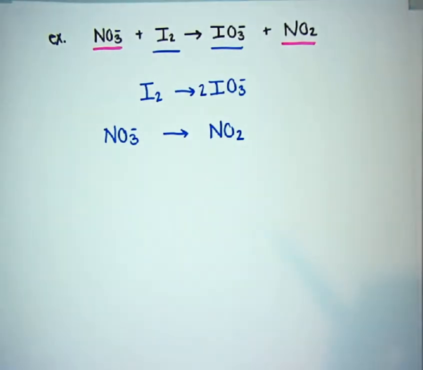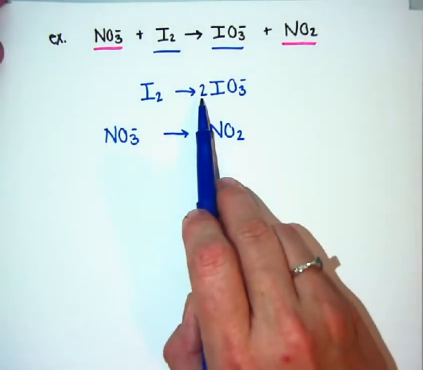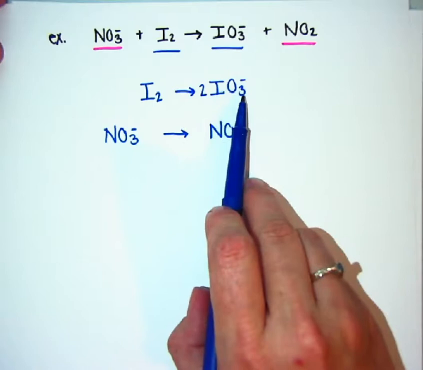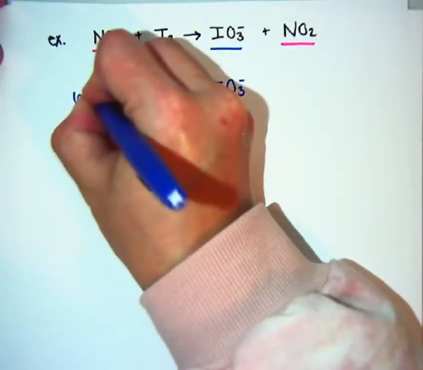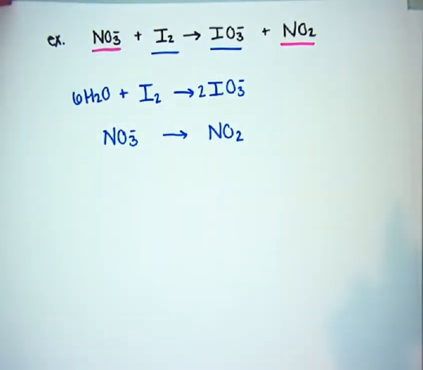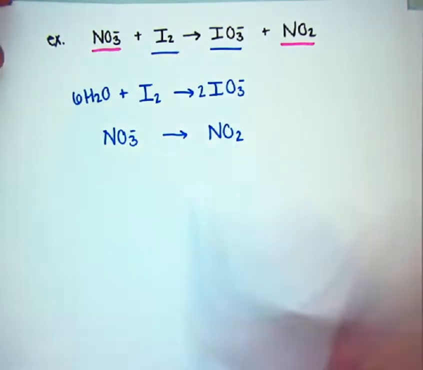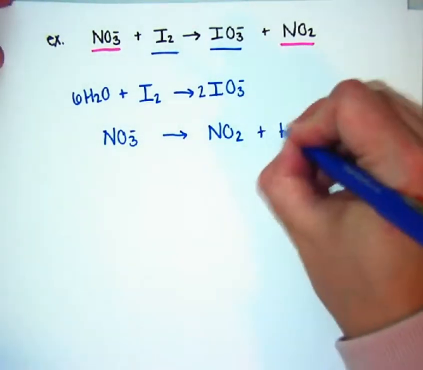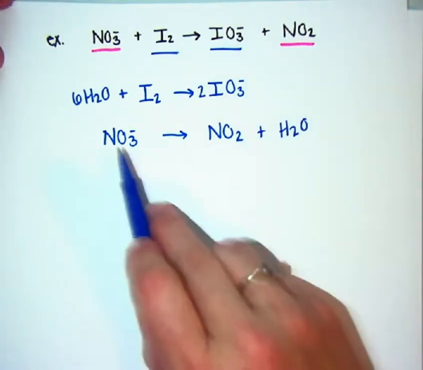Next step, balance oxygen by adding water. 2 times 3 gives me 6 oxygens. 6 H2O would give me 6 oxygens. Here I have 3 oxygens, but here I only have 1. 2 plus 1 equals 3.